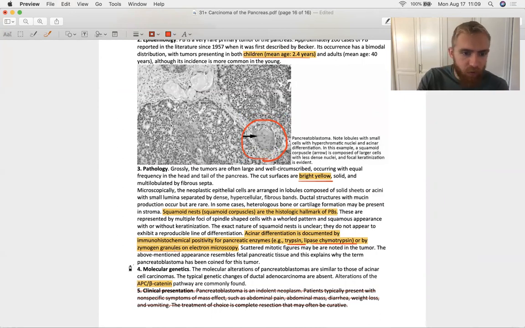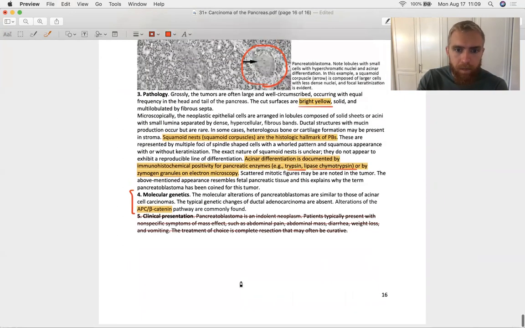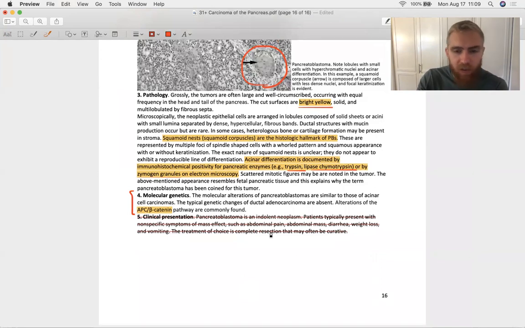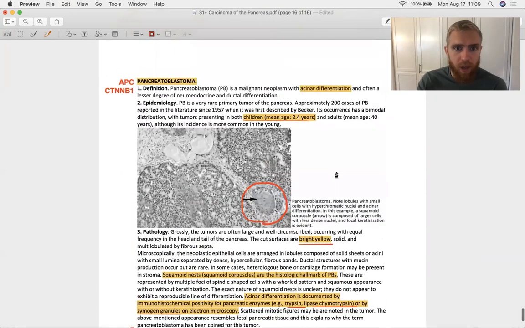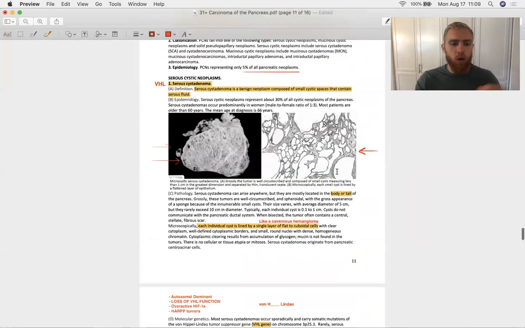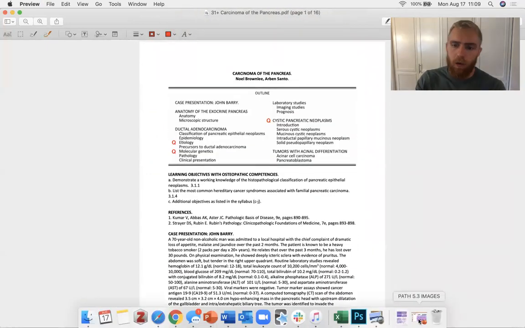So what are they going to ask you? APC, beta-catenin. They might ask you what's the prognosis. They really don't like asking that in path. But if they do, totally cool. Just take the cancer out, make sure it doesn't grow into anything else, and the kid doesn't have cancer anymore. So that is carcinoma of the pancreas.